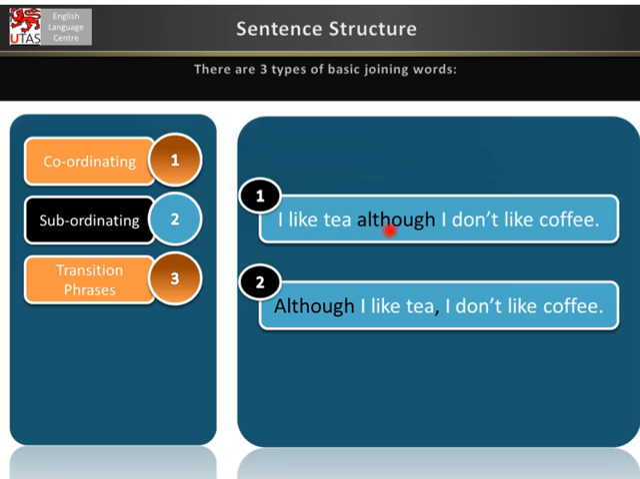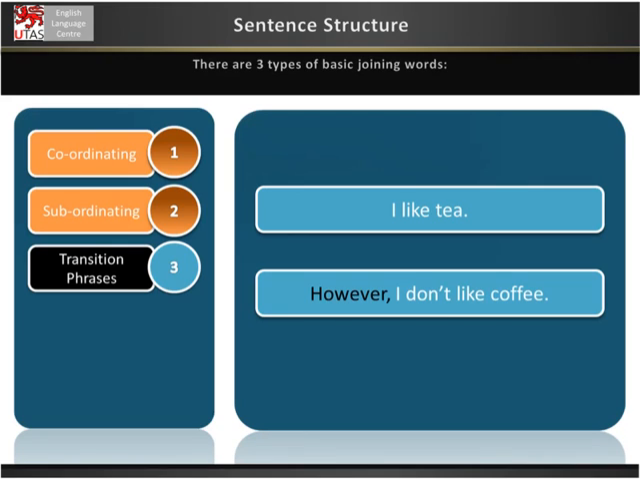In the first pattern, there are no commas. In the second pattern, there is a comma in the middle. If you can remember these two patterns, you will be able to use Group 2 words. Group 2 words include since and because and many others.